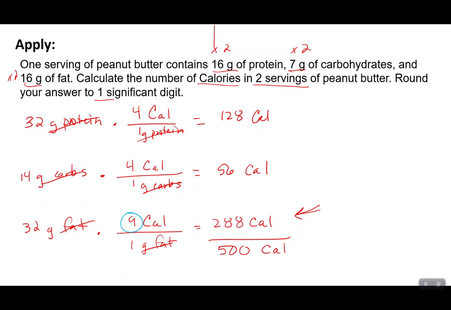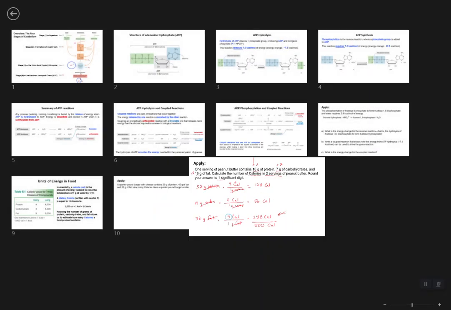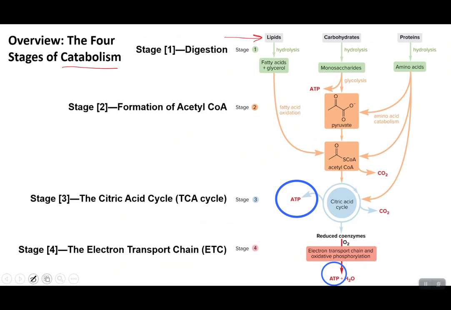Okay? So in the next video, we are going to talk about the coenzymes. So if we go back to our roadmap, we just finished talking about ATP, its structure, and how it is used in order to provide energy, why it is that we are interested in generating ATP in the first place. And now in the second video, we're going to talk about these reduced coenzymes, which are going to be NADH and FADH2, so that then we can start diving in more deeply into stage 3 and stage 4 of catabolism.